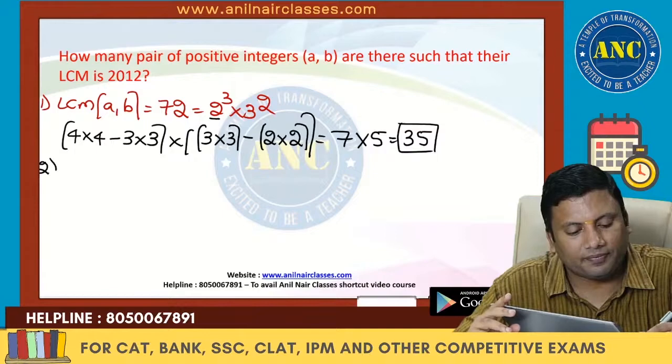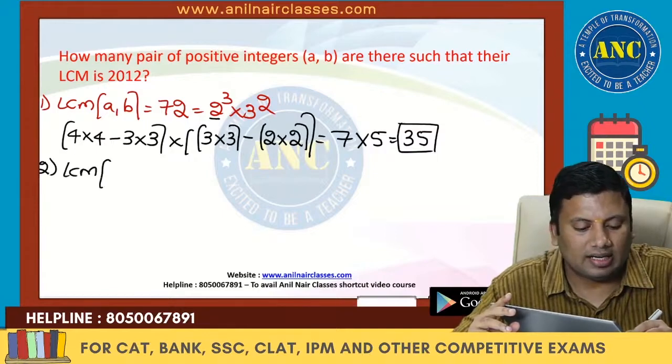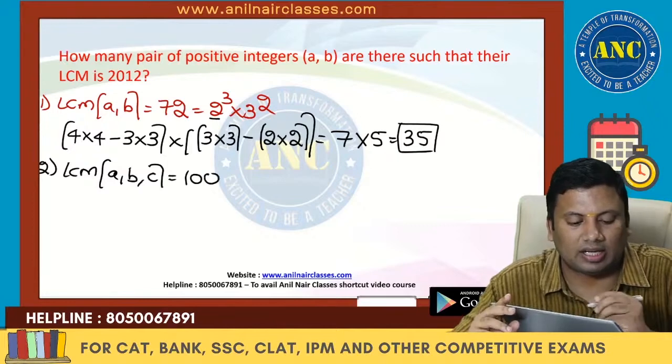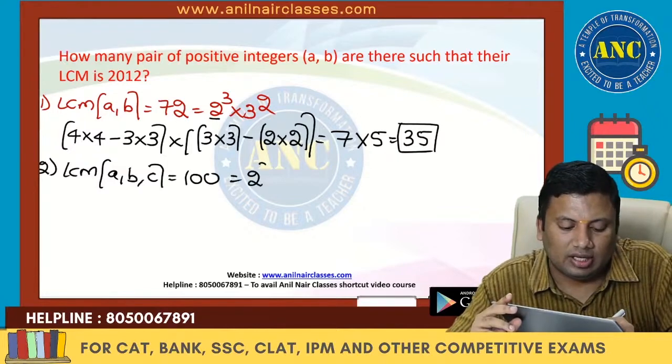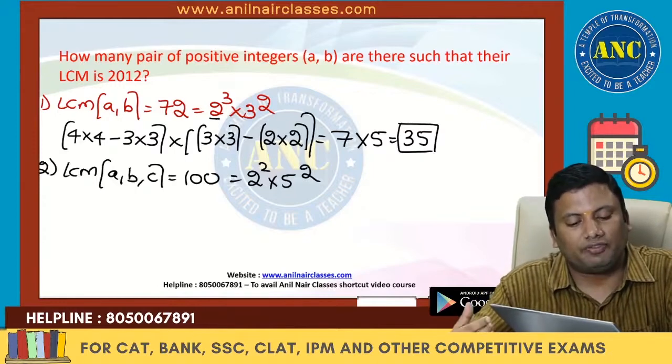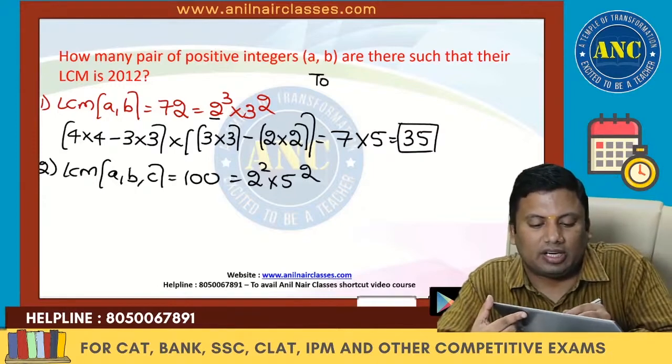Second question. LCM of A, B, C is nothing but 100. 100 is nothing but 2 square into 5 square. What is the concept that we are using?